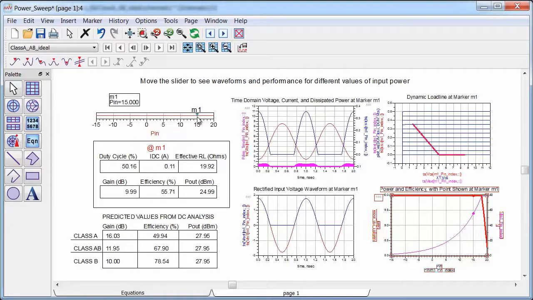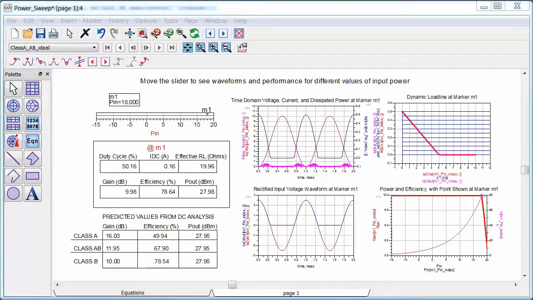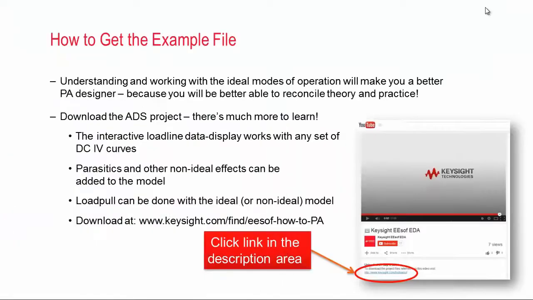And the PA still has a compression characteristic, which is of course due to the load line hitting the knee voltage. But at this point where the load line just hits the knee voltage, notice that we do indeed get the predicted 78.5% or so value of efficiency. Okay, so we've just scratched the surface on these ideal modes of power amplifier operation.